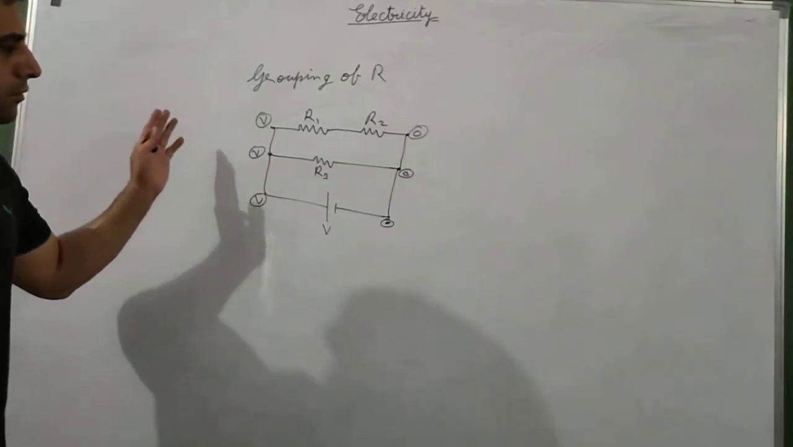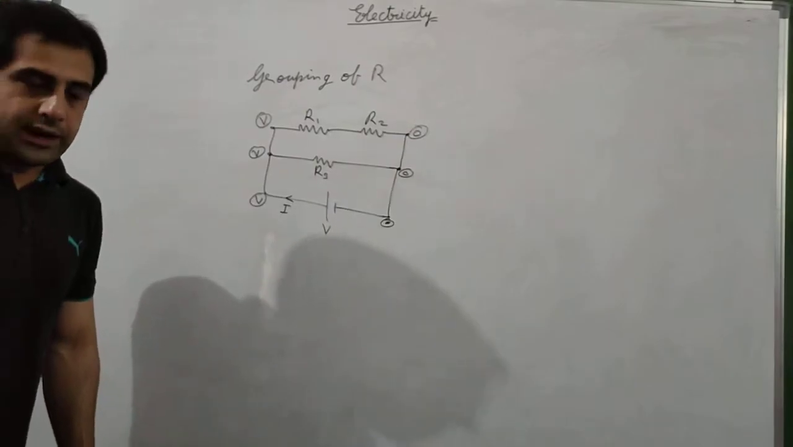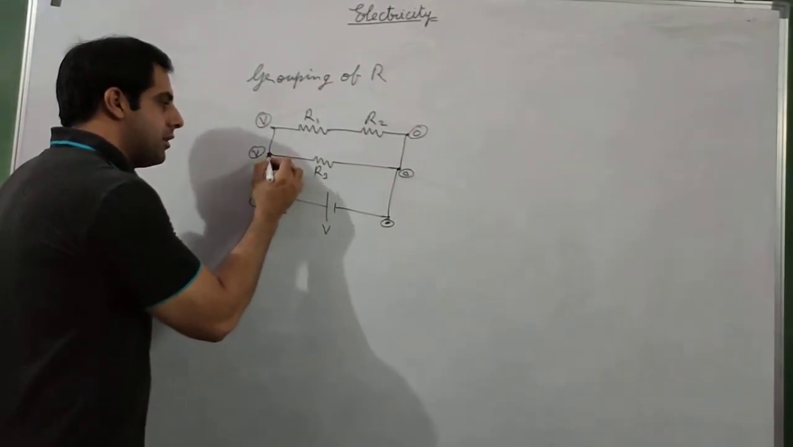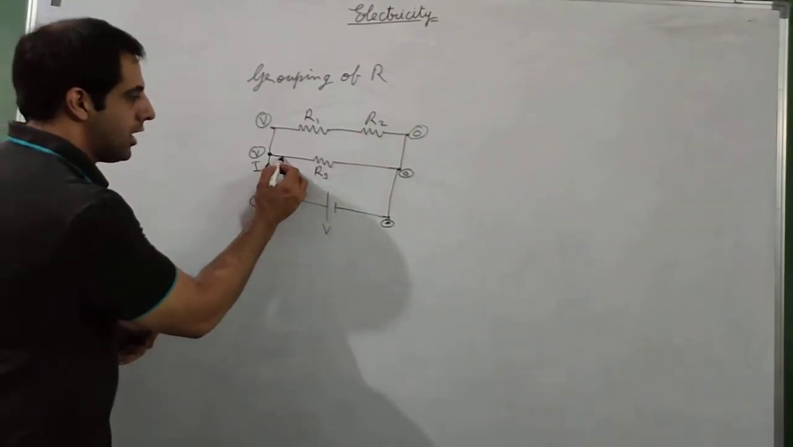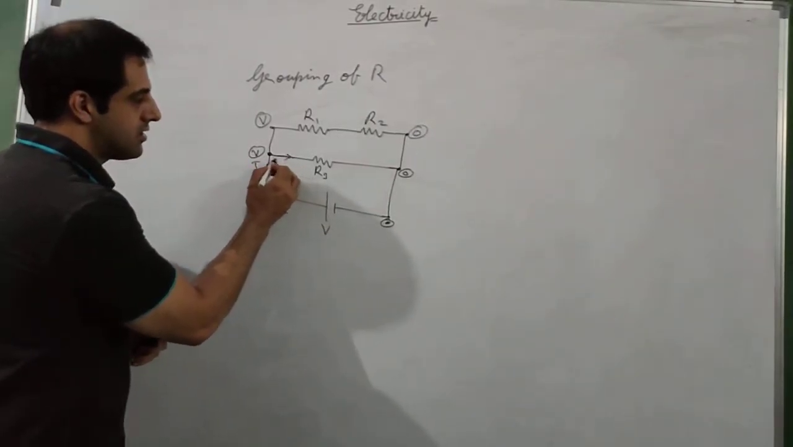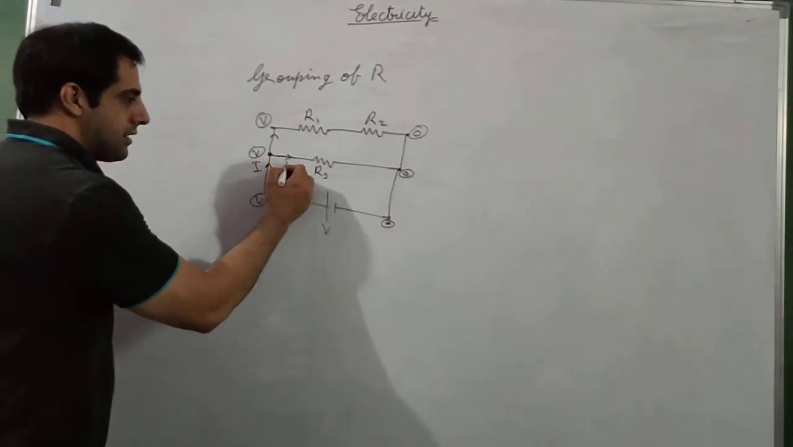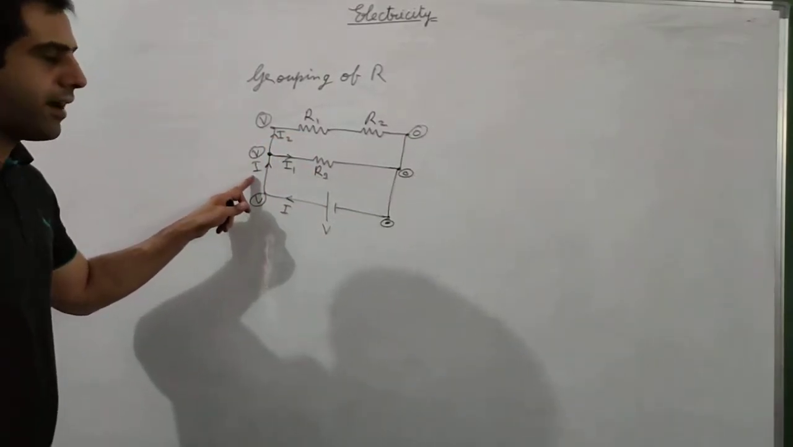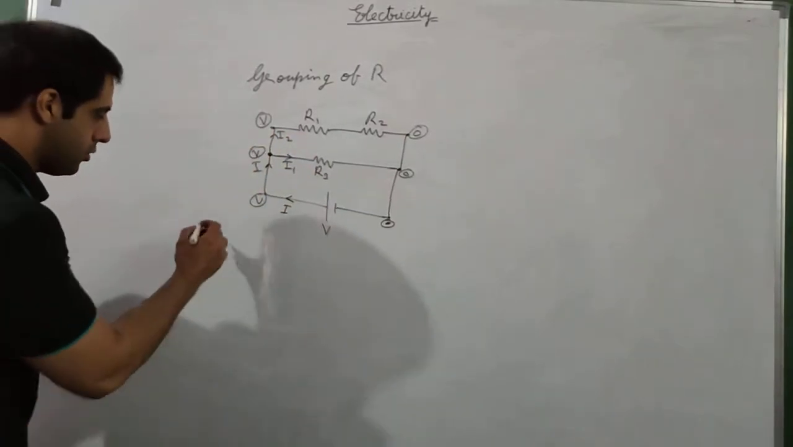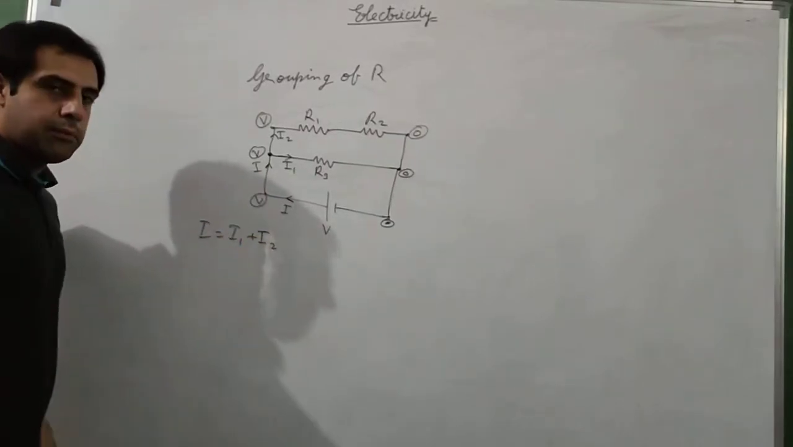This is understood? Now if current I is coming out of the battery, then at this point I has 2 paths. Some part of current will go in this direction and some part of current will go in this direction. Let us say I1 goes here and I2 goes here. So I is divided into I1 and I2. So I equals I1 plus I2.